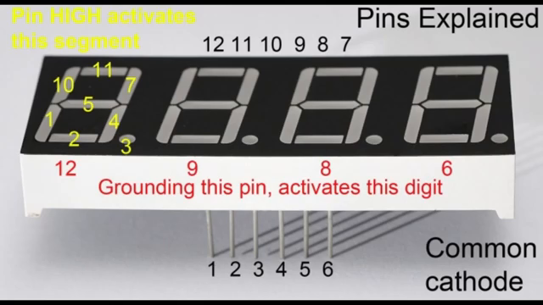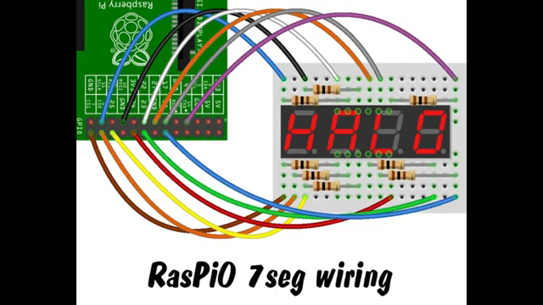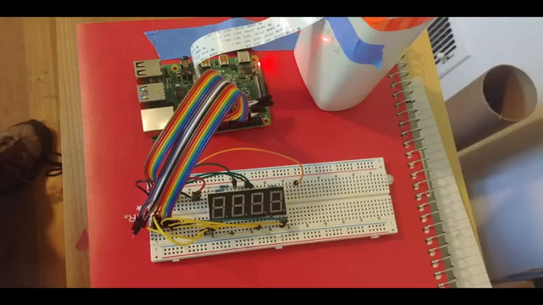I just wanted to briefly go over how the 4-digit 7-segment display that I used worked. Grounding pins 6, 8, 9, and 12 individually controls each of the 4 digits, while the other pins control the 7 segments on the pin. Here's what the wiring diagram looks like, and then this is what it looks like in real life. A little bit more messy, but here you can see the camera taped to the bin just above the screen here.